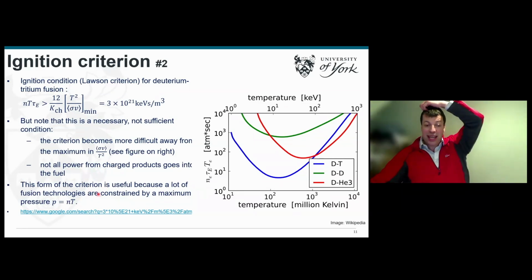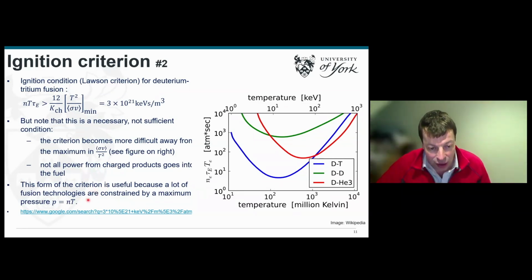This form of criterion is useful because quite a lot of fusion technologies are constrained by maximum pressure. Pressure is density times temperature. Some of you will have noticed I've thrown out Boltzmann's constant. Happy to discuss how I've dealt with that. It turns out that if you have an energy confinement time of about a second, then the pressure ends up being a few atmospheres.